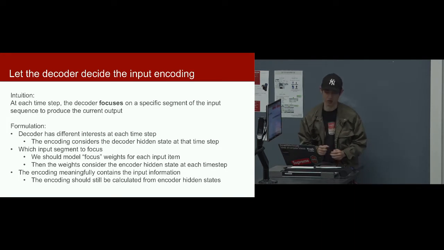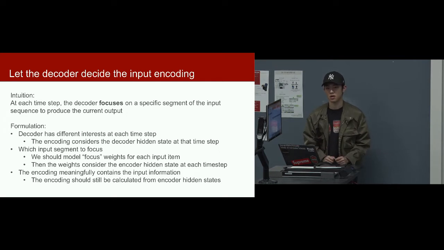First, the decoder might have different interests at different time steps, so it might want to focus on different segments of the input sequence. How should we model this? That tells us that to construct such an encoding, we should consider the hidden state of the decoder at each time step. Second, we want to model which input segment to focus on, that is, how much the decoder should focus on each part. To quantify this how much, we need a specific number: focus weights for different parts of the input sequence.